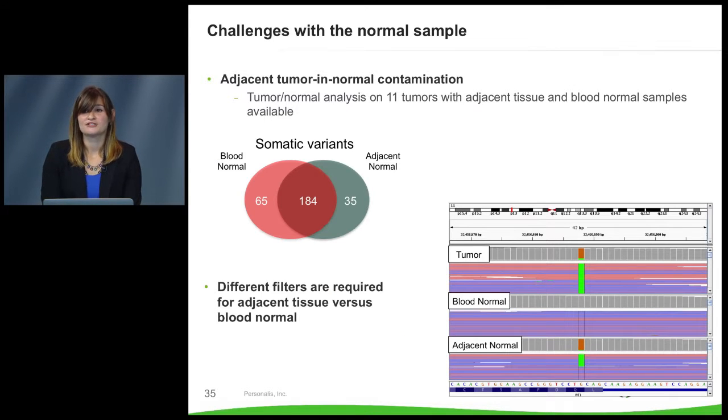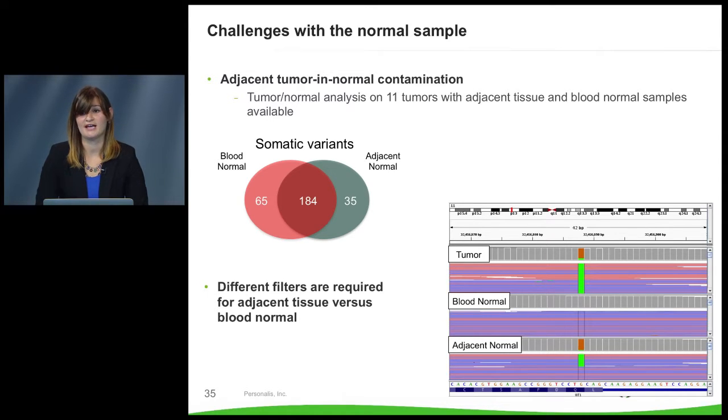And not all matched normal samples are created equal. Adjacent normal tissue may often contain some tumor contamination, which can skew results. So here we took a set of 11 tumors where we had both matched blood and adjacent tissue available, and we ran our tumor-normal analysis using each of the normals in turn. And as you can see, there are some variants called in our blood normal analysis, in red, that are then filtered out when using the adjacent normal, because there was evidence for the mutation in the adjacent normal.